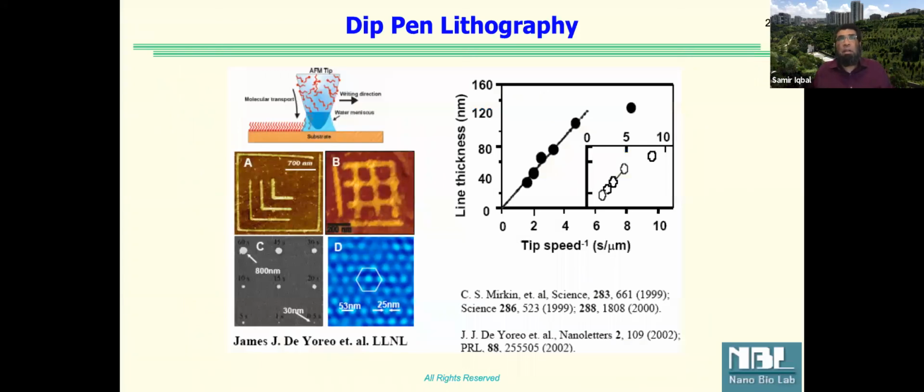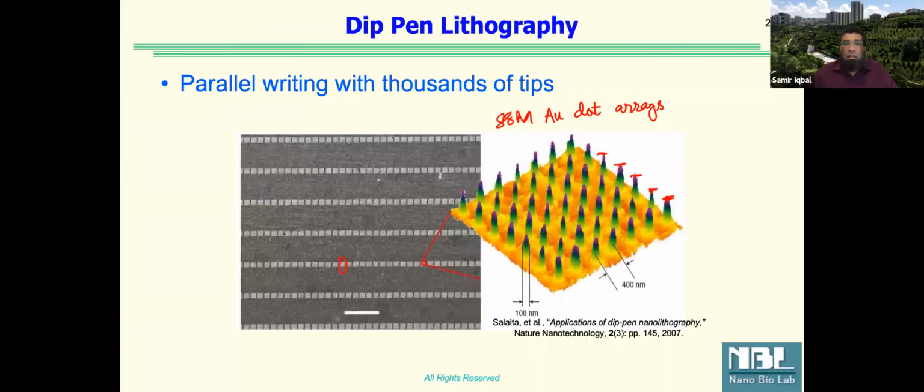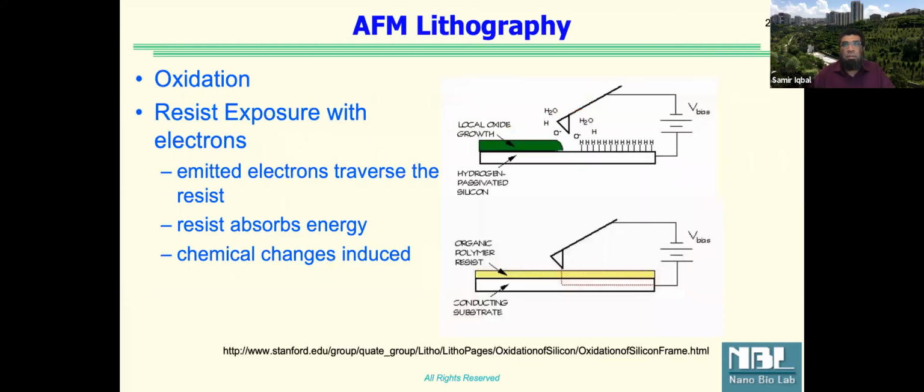Here's an example of features written by researchers at Lawrence Livermore National Lab. Again, you can see nanoscale features and nanoscale designs have been made. If you look at these, you'll find these are really key papers. These are the papers that started this area. One way to overcome that, they have made parallel dip pen nanolithography also, where they have created many, many, many tips, and they take them and they stamp them to write things, right?